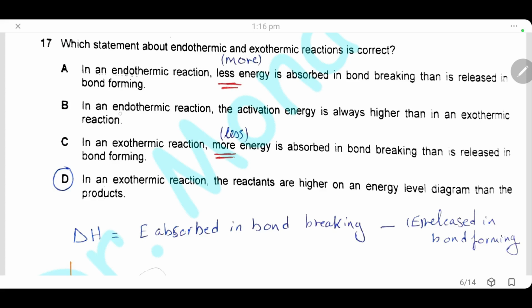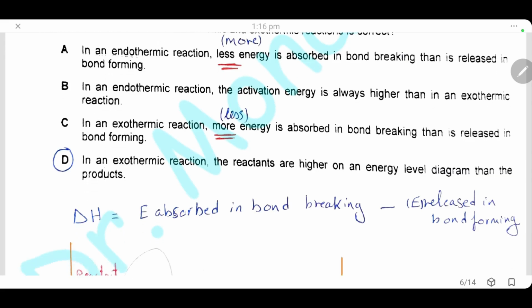In the case of B, the endothermic reaction, the activation energy is always higher than in the exothermic reactions. This is of course a wrong statement. C, in the exothermic reaction, more energy is absorbed in bond breaking than is released. In the case of an exothermic reaction, the delta H is negative, so the energy absorbed should be less than the energy released. So this is also a wrong statement.